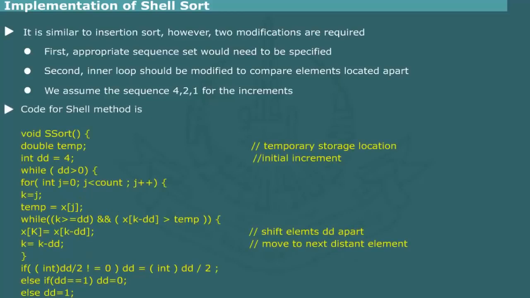Starting with initial value 4, the increment would be reduced by half after the first cycle and set to 1 in the last cycle. Please click button to run interactive program for shell sort.